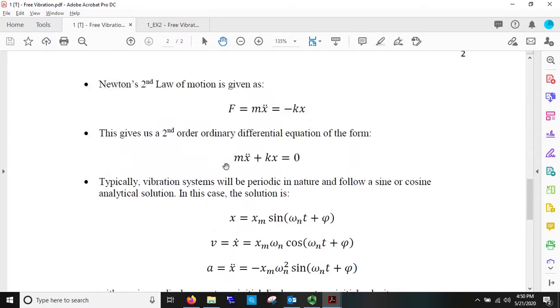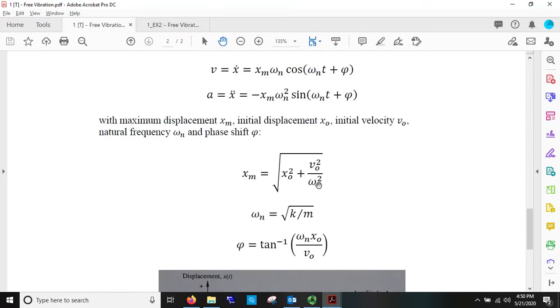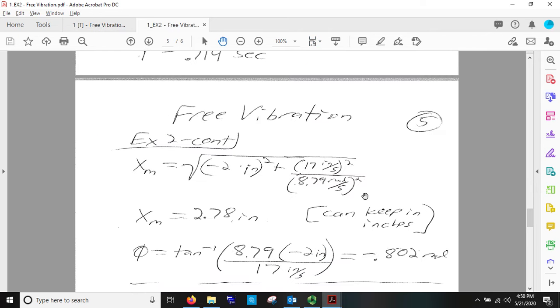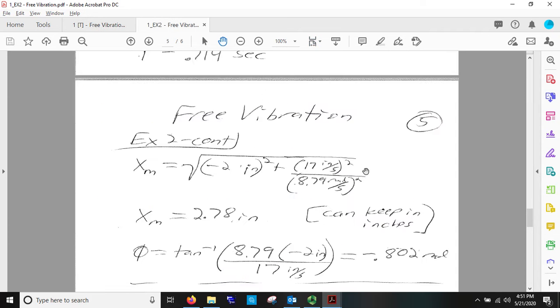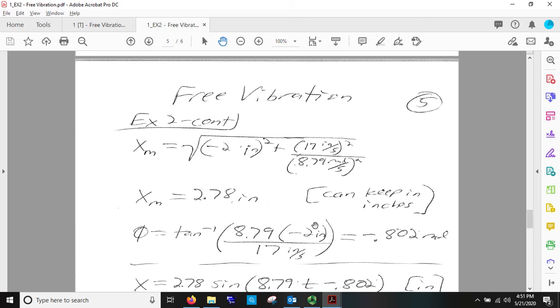All right, so our xm is this equation, the square root of initial displacement squared plus initial velocity squared over natural frequency squared. And you notice that it doesn't matter if it's negative 17 or positive 17 because that's squared anyway. And the same goes for our x naught. It doesn't matter if that was a positive or a negative initial displacement because we're squaring it anyway. All right, so it turns out that the xm is 2.78 inches. And at this point, we could keep it in inches. That's fine because in our final problem, we're going to graph these in inches. It's just going to make it easier because 2.78 is just a fraction of a foot.